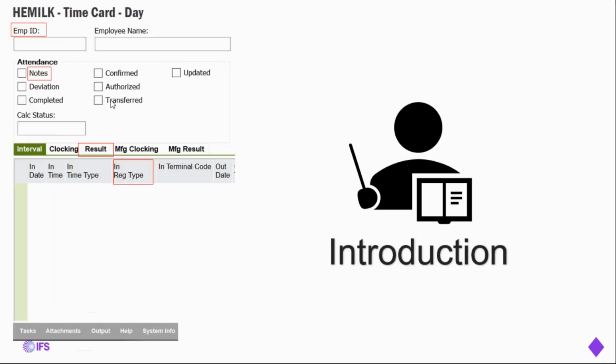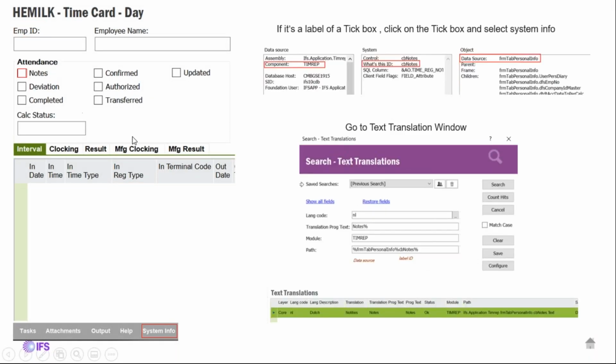Okay, let's go back to tick boxes. In order to get tick box related translations, you need to select the tick box. You need to get the data source, the ID or the label's ID, component, and again get the jumbled up, mixed up, get the translation. Basically simple as that.